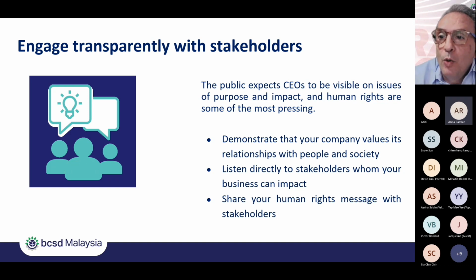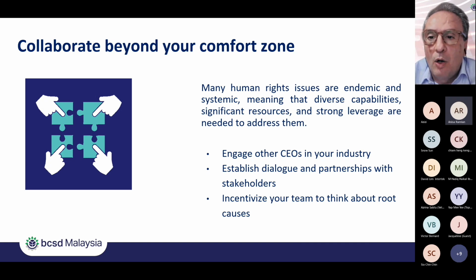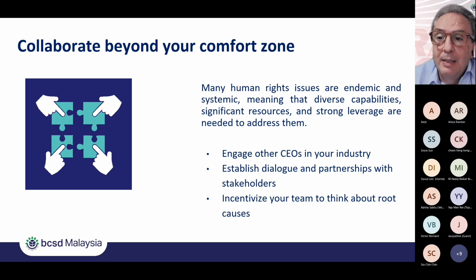The public expects CEOs to be visible on issues of purpose and impact, and human rights are some of the most pressing. Companies need to demonstrate that they value their relationship with people and society by being personally aware, prepared and willing to take action. This issue of being personally aware is very important. Another important point for companies is to collaborate beyond their comfort zone. Many human rights issues are endemic and systemic, meaning that diverse capabilities, significant resources, and strong leverage are needed to address them. So it's important to engage other CEOs in your industry to build the leverage needed to change incentives in supply chains at scale, for example.